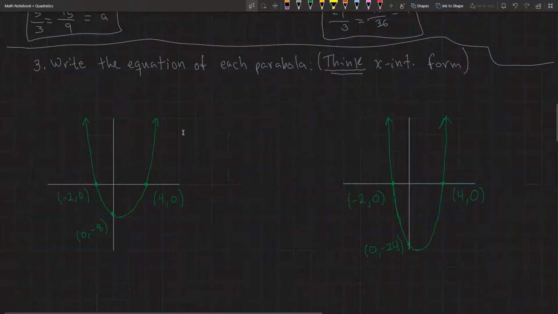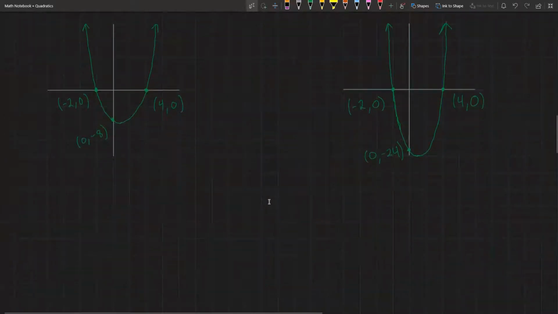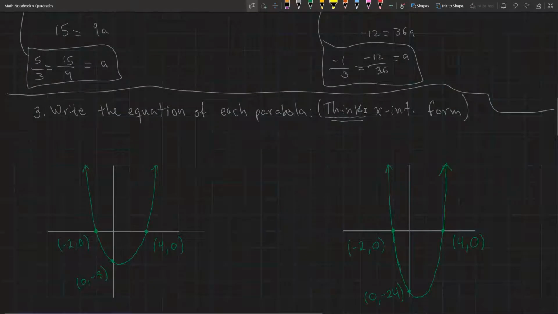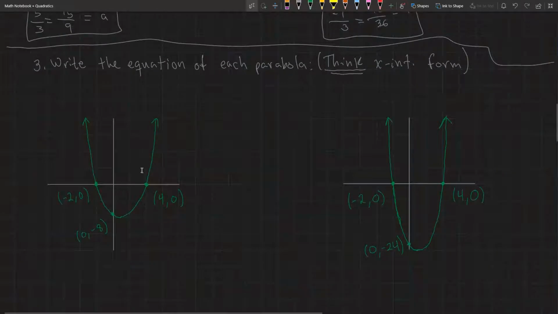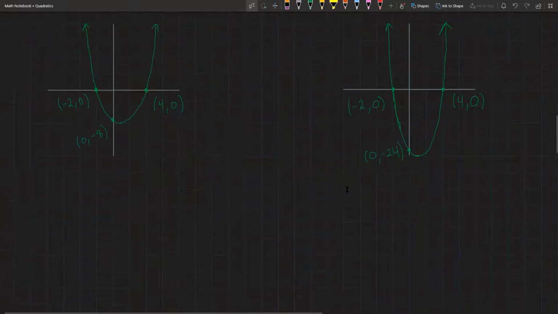But try and analyze. Take like 10 seconds to see, what do these two have in common? These two quadratics, these two parabolas, what is their difference? The things that are different, and what do they have in common? All right, so let's talk about that. And hopefully you say that it says think x-intercept form. And why would I say that if I wouldn't give you the hint? What was given to you? The x-intercepts. And that's one thing that I wanted you to think about.